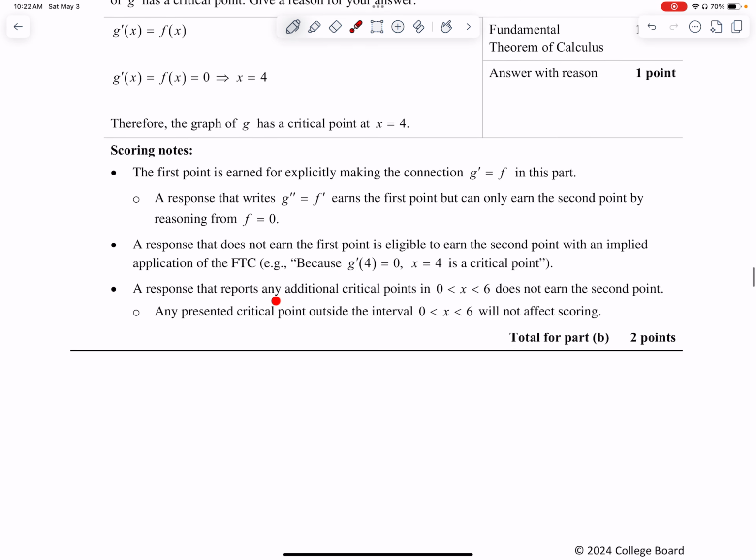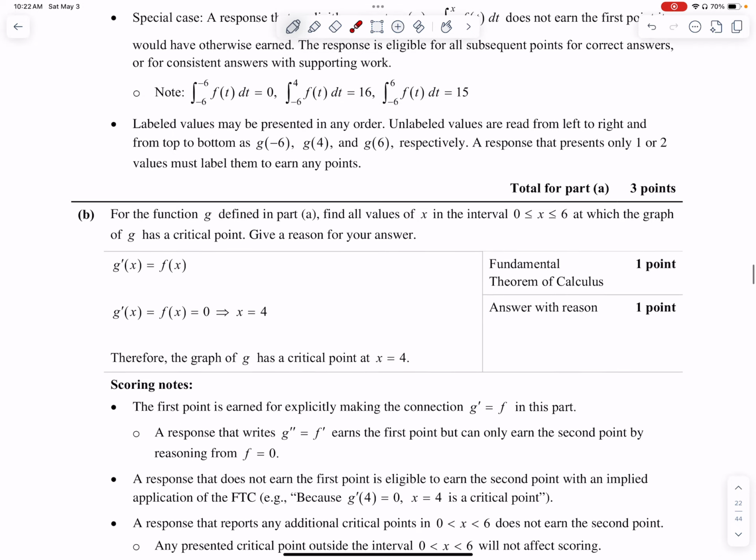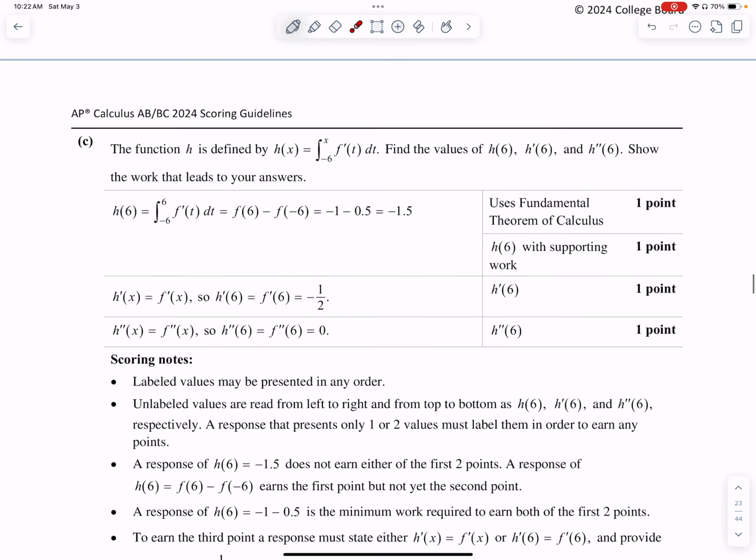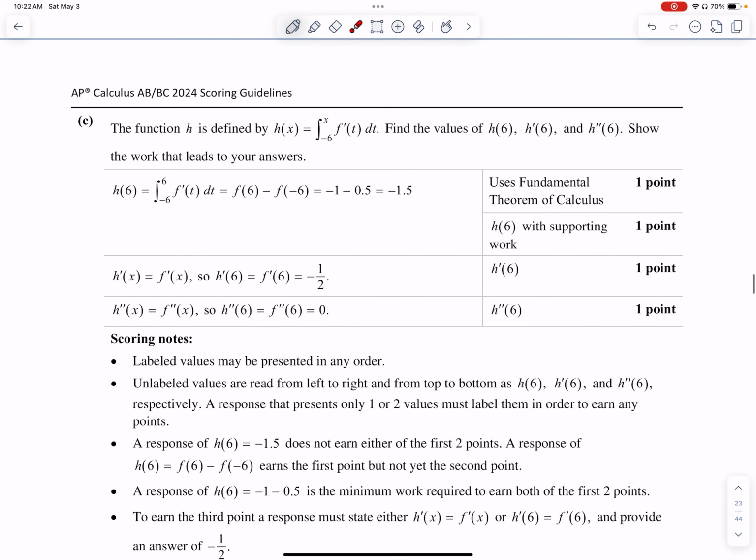A response that reports any additional critical points in between 0 and 6, ooh, you lose the point. But this is weird: any presented critical points outside of the interval will not affect scoring. Okay. All right, and then part C here. Last little bit. We have 4 points.